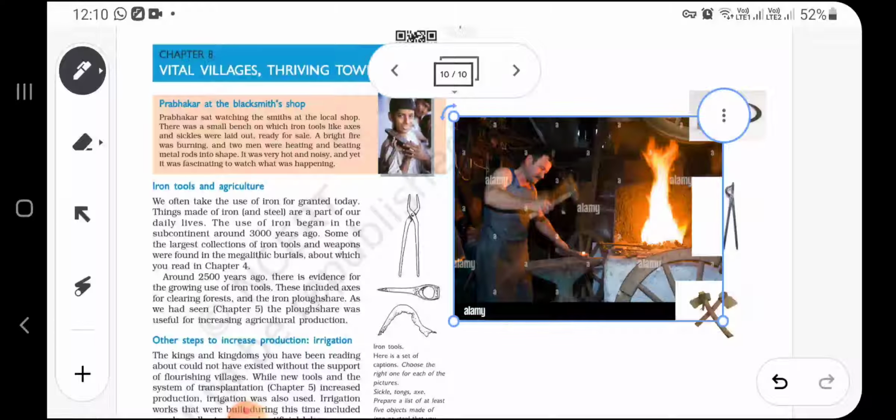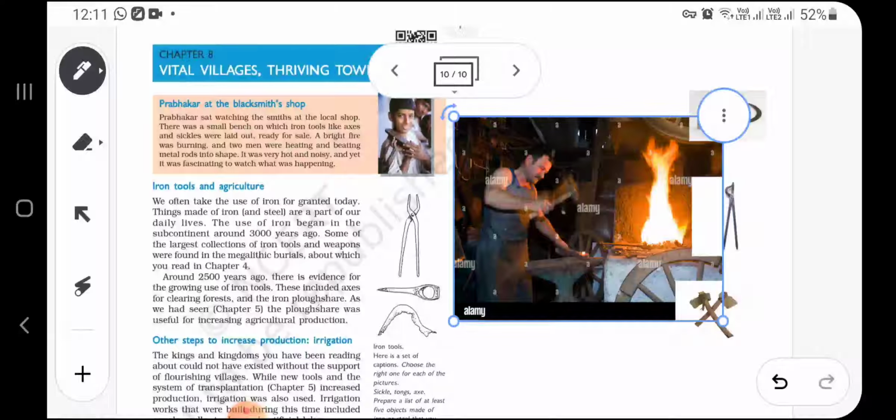Okay, then there was a small bench on which iron tools like axes and sickles were laid out, ready for sale. He was making all these axes and sickles. He was manufacturing these. Okay, and a bright fire was burning. So to shape the iron, it needs to be heated. So fire is needed. So there was a fire, and two men were hitting and beating metal.